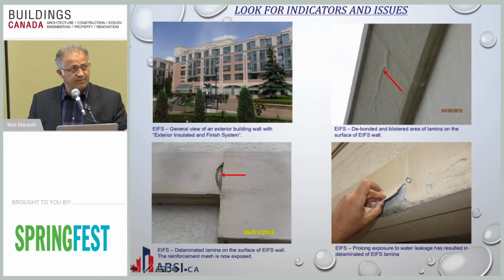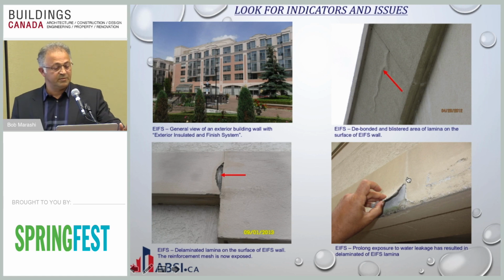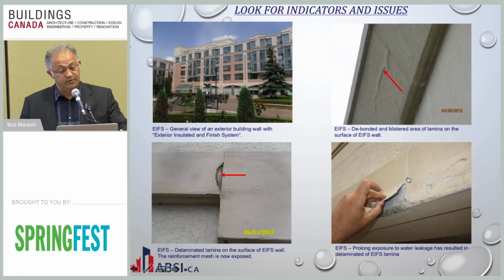EIFS, exterior insulated finish systems, are another type of wall that are more and more in use. The old types of EIFS systems were face sealed. Nowadays they're drainable, so they're drainage systems. But either way, your top surface of the EIFS, which is called lamina, has to be free of cracks, free of delamination, free of problems.